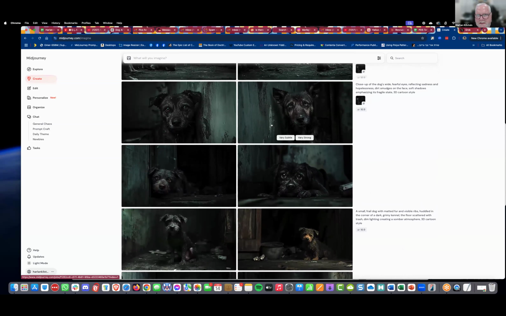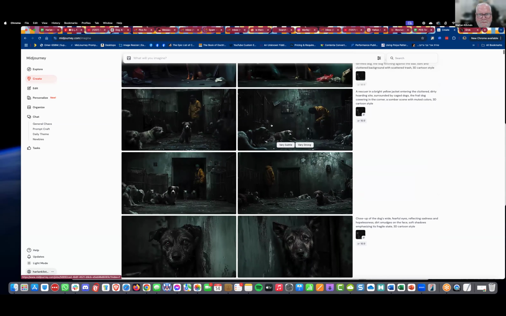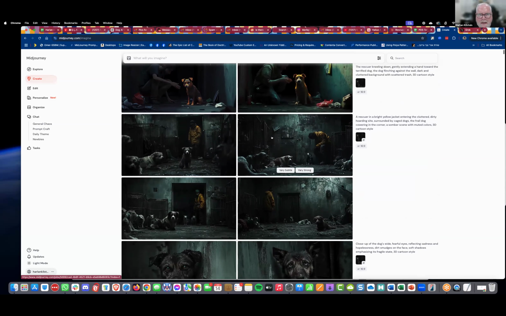The only thing I got was this dog over here that I didn't use, where the dog's eyes are going up to heaven, like, okay, what's going on here? So here we have a rescuer in a bright yellow jacket entering a cluttered, dirty hoarding site, surrounded by caged dogs, the frail dog cowering in the corner, a somber scene with muted colors, 3D cartoon style. And I think I chose this one.